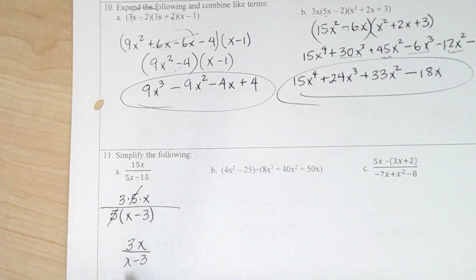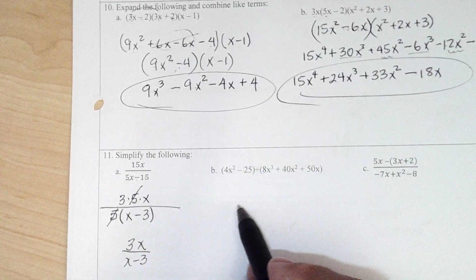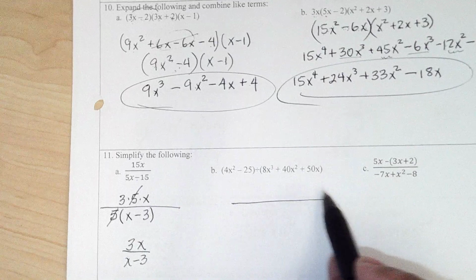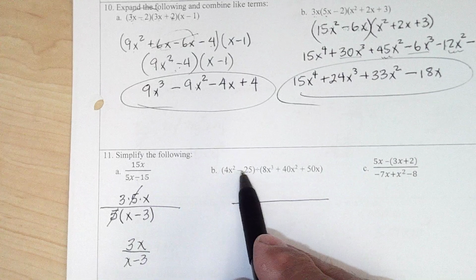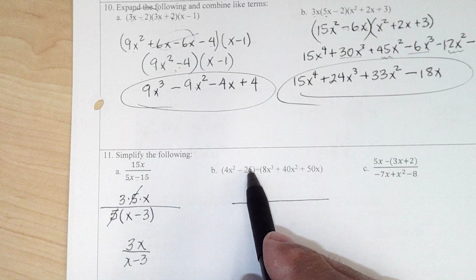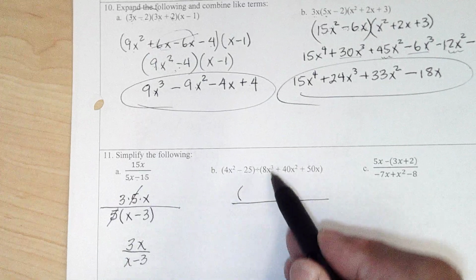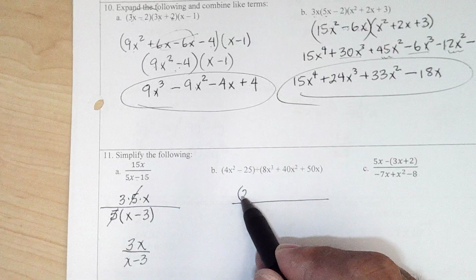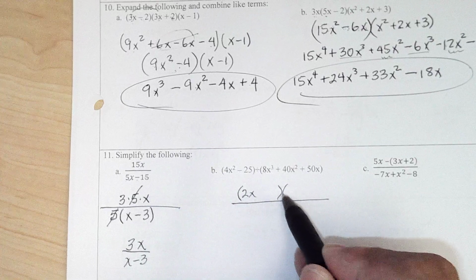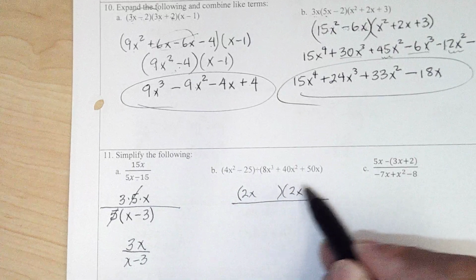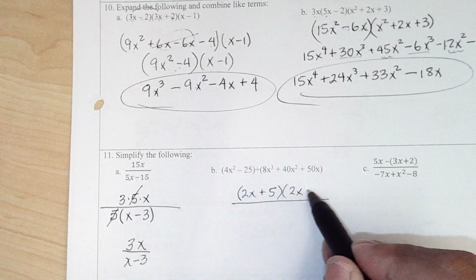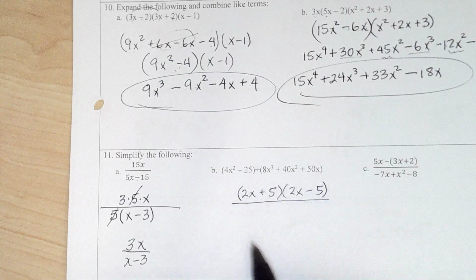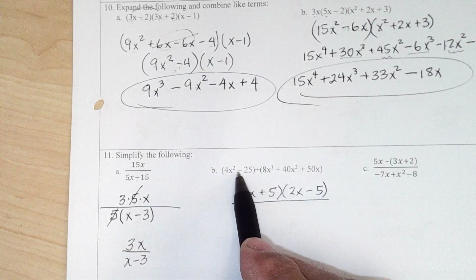This says divide these. So I'm going to write that as a fraction, and then I've got to factor this. Well, since this is a square minus a square, there's that rule that says this is going to have to be 2x times 2x, and 25 is going to be plus 5 and minus 5.